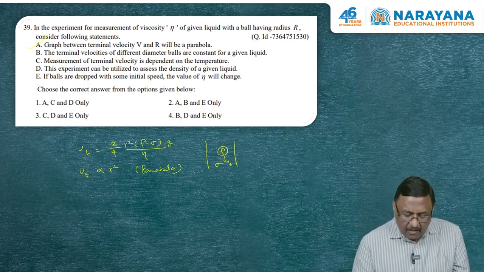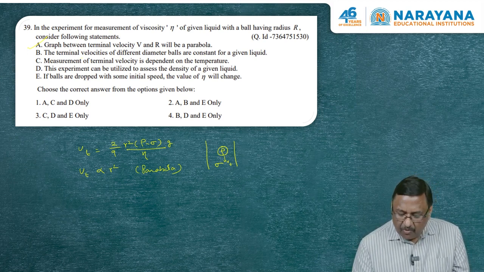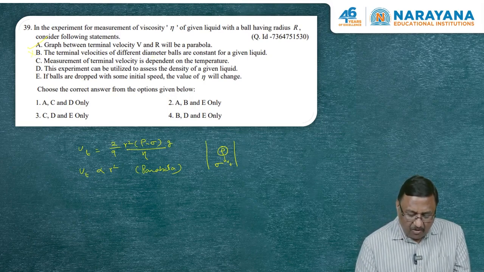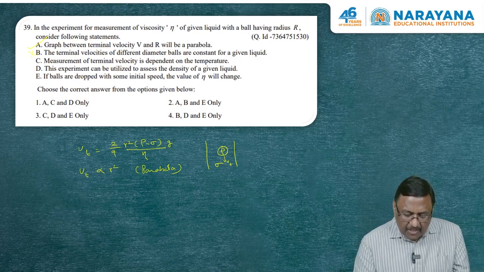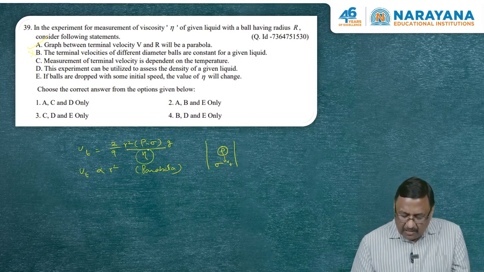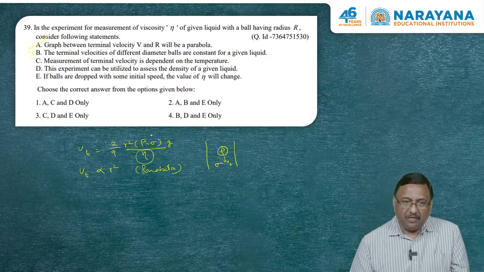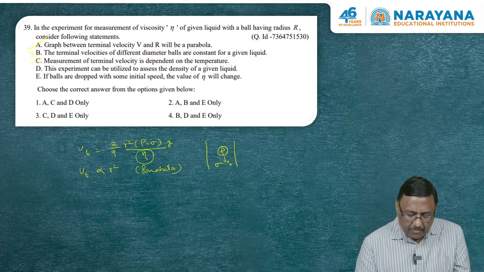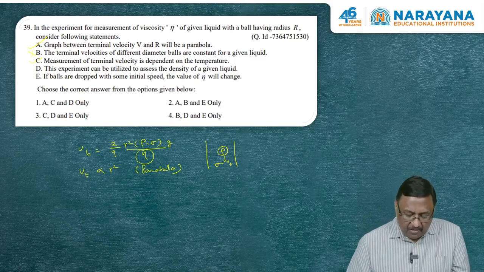Second, I am saying the terminal velocity of the different diameter balls is constant for a given liquid. Obviously not, because the terminal velocity of balls of different diameters is going to be different. So B is the wrong answer. Now let us come to C. Measurement of the terminal velocity is dependent on the temperature. You know well, we already said that the coefficient of viscosity is a temperature dependent quantity, and my density is also a temperature dependent factor. That means yes, measurement of terminal velocity is dependent on the temperature. That means C is absolutely the right statement.